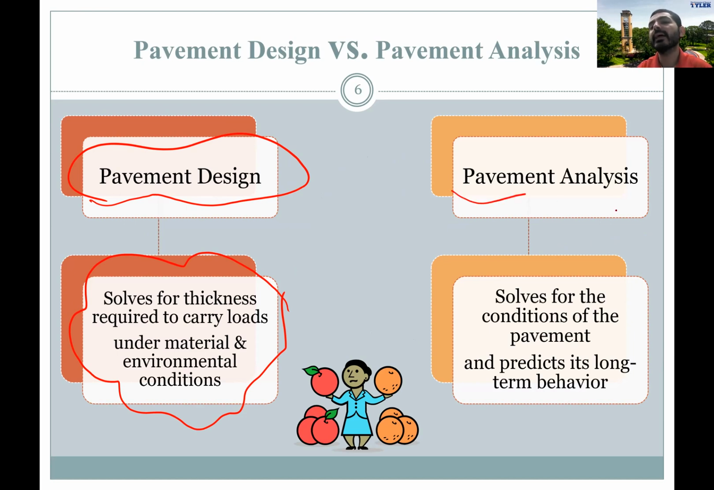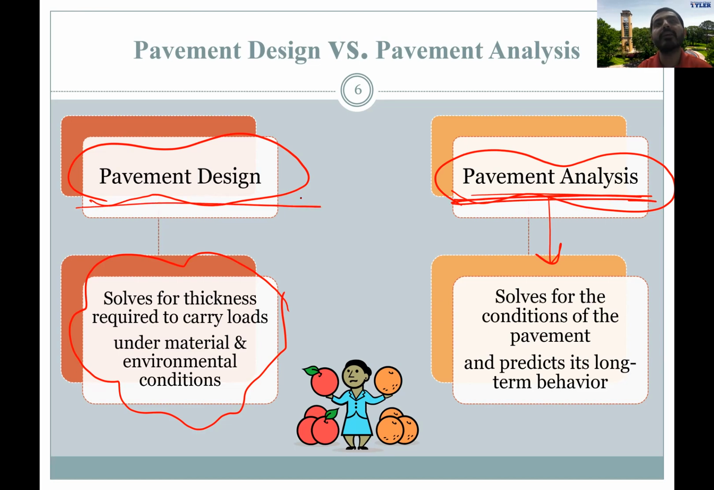If you are doing pavement analysis, this happens to an existing structure where your goal is to solve for the stresses and the strains and predict the long-term performance of that pavement. For example, if I have a premature failure, you're going to go to the field, take a core, and try to understand what stresses and strains are happening at that location. That's what we call pavement analysis.